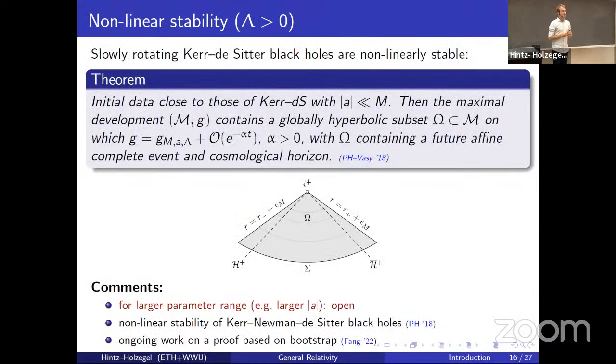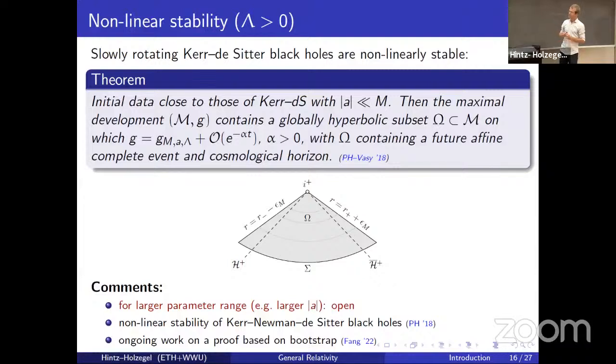Okay, jumping directly over linear stability and coming to a nonlinear stability theorem for black holes, Vasy and I proved the following nonlinear stability result for slowly rotating Kerr-de Sitter black holes. The reason, in some sense, why this result was doable was that in the case lambda positive, you have exponential decay of perturbations. So if you have a nonlinear equation, that bodes well.